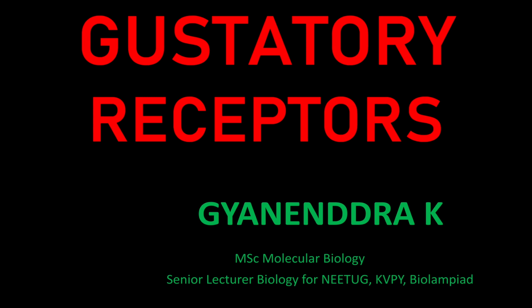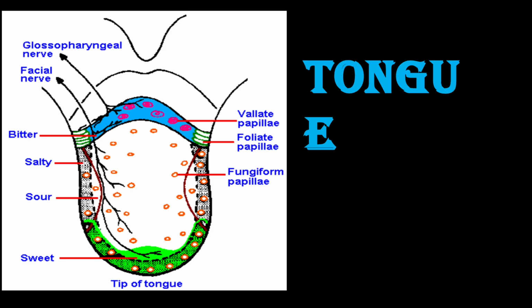In this video, we will discuss what is gustatory receptor. Gustatory receptor means taste receptors. These taste receptors, we all know, are present on our tongue. They are present in the soft palate. They are present in some part of even the pharynx also.